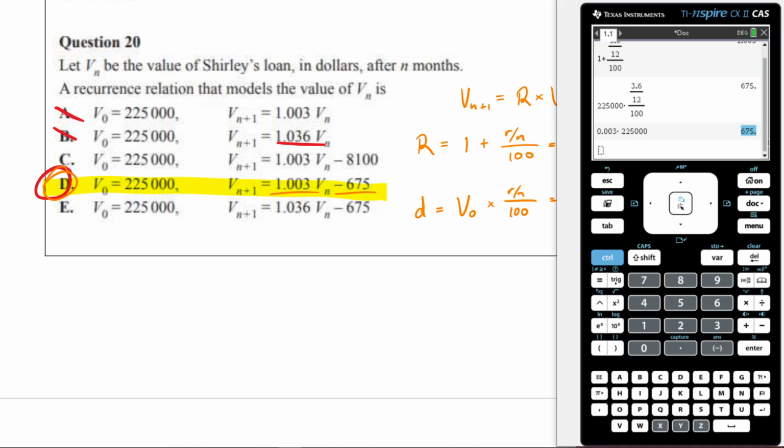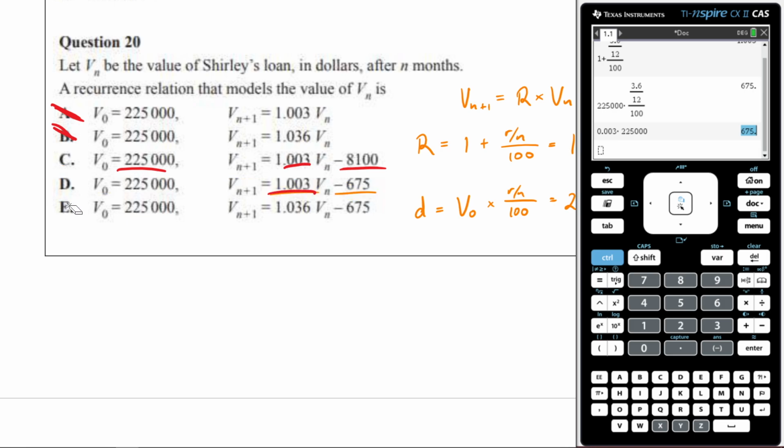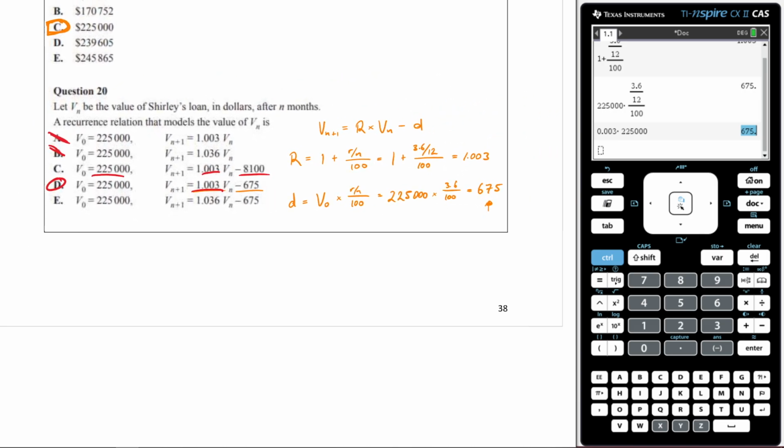So that's probably the best way to do it, because you could have immediately eliminated A and B since there was nothing added or subtracted. You had no D value. Then you could have just double-checked whether the interest generated on that much was equal to 8,100. And it wasn't. It was actually equal to 675, which tells you that D is the correct answer because you've still got this 0.003 here. Yeah, a bit rambly towards the end there, but hopefully that made sense.